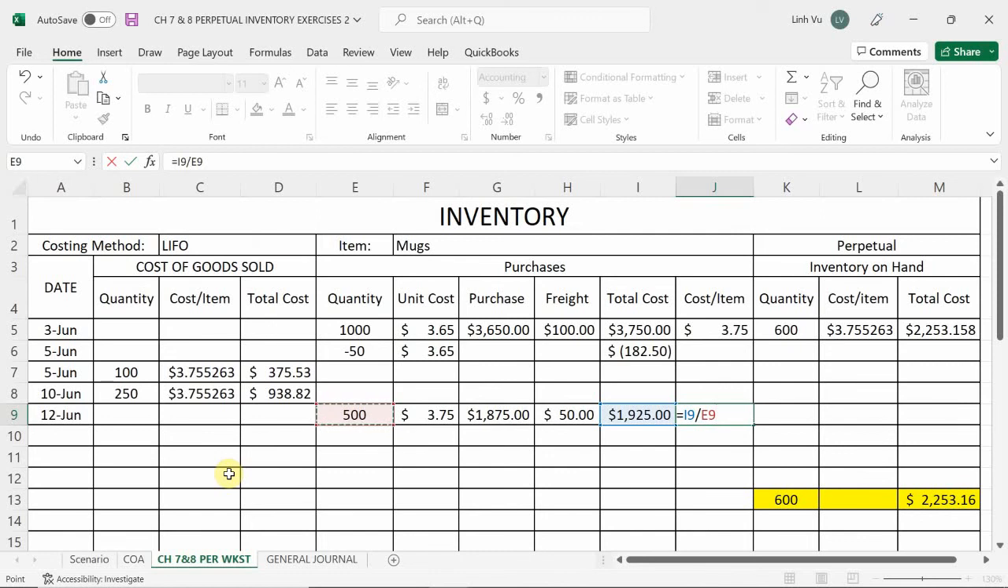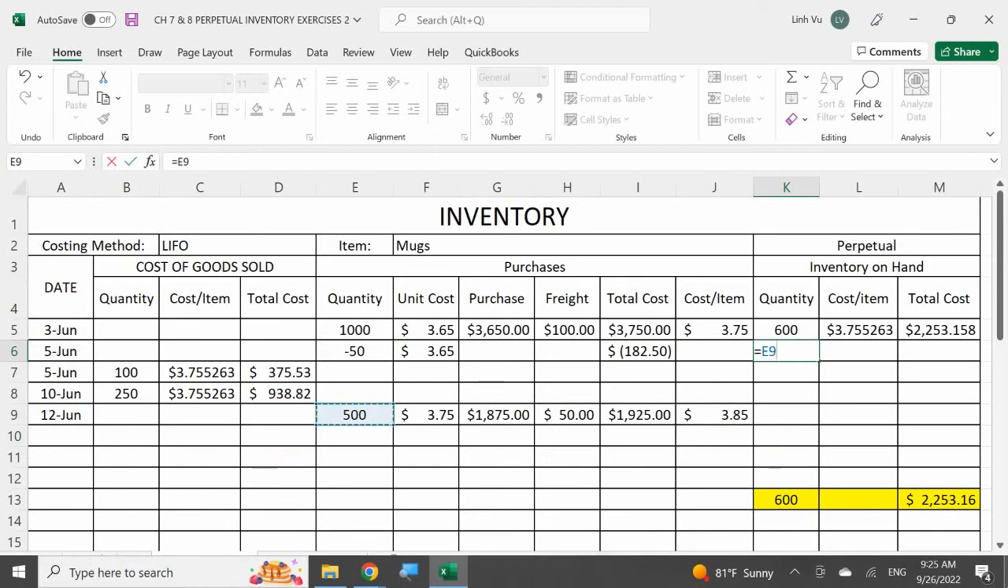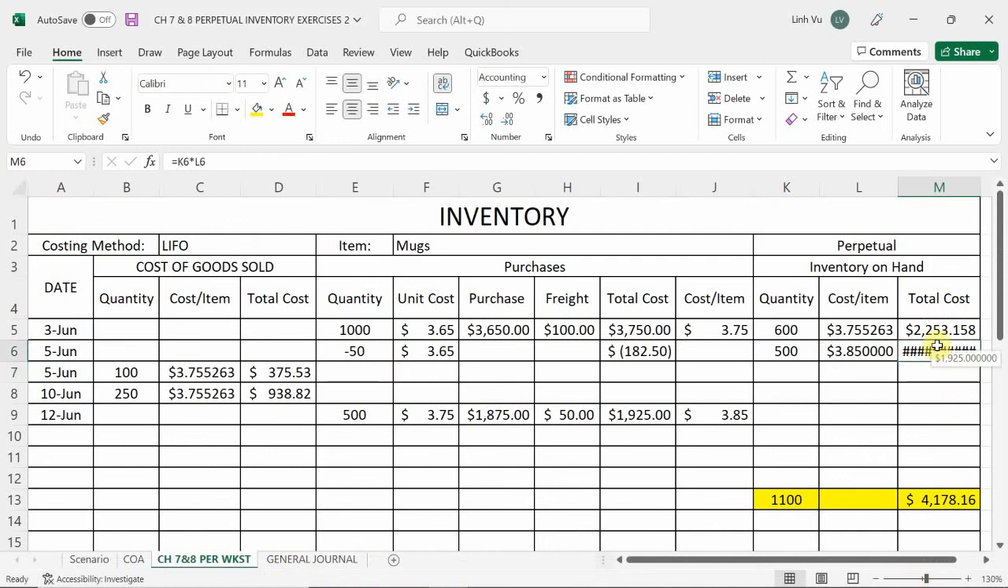Okay, $3.85, yeah. So in this case, let's take a look. I got 500 units at $3.85, giving me a grand total of $1,925. So right now, I currently have 1,100 units available to sell.